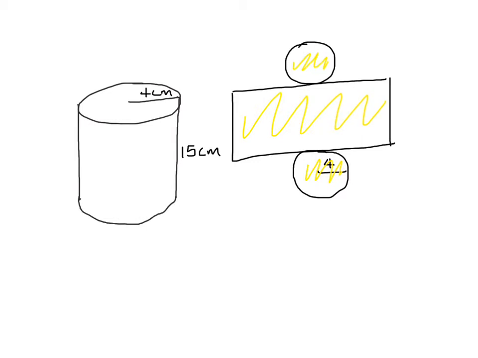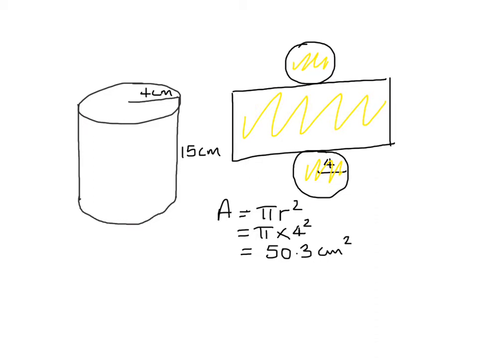Now, the area of a circle, we already know, is pi r squared. You can use the pi on your calculator. R is the radius, so 4 squared. And we're going to work that out. That works out to be 50.3 centimeters squared. That's rounded.